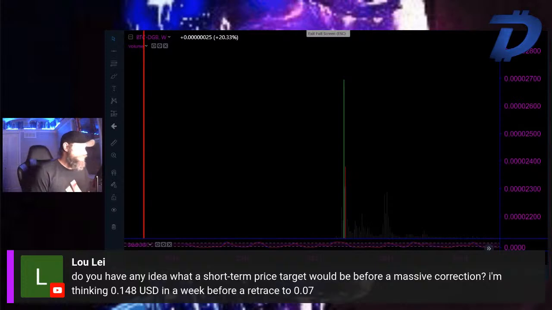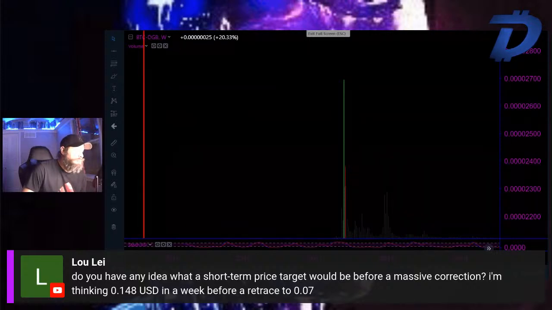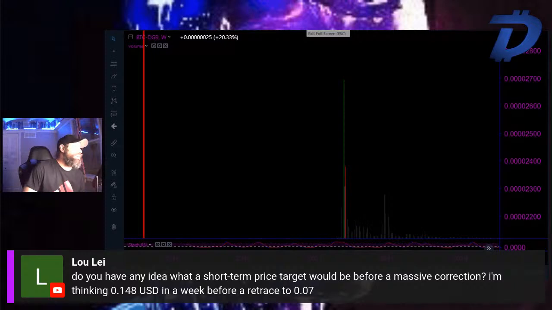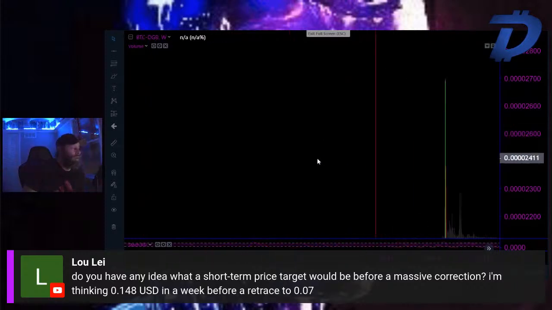Do you have any idea what a short-term price target would be before a massive correction? I'm thinking 0.148 USD in a week before a retrace to 0.07. Well, we're already there for the 0.07. But the 0.148, so you're looking for a short-term price target before a massive correction. Well, this is what I would look at. Are you ready for this?